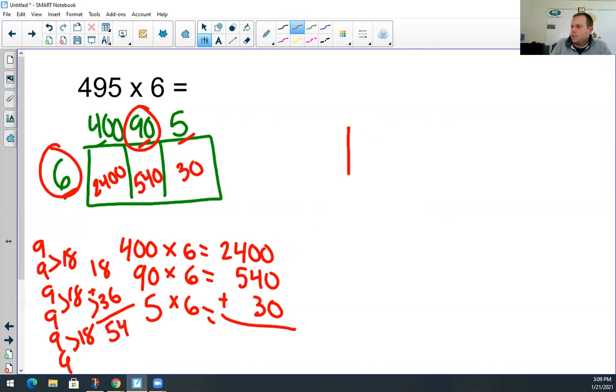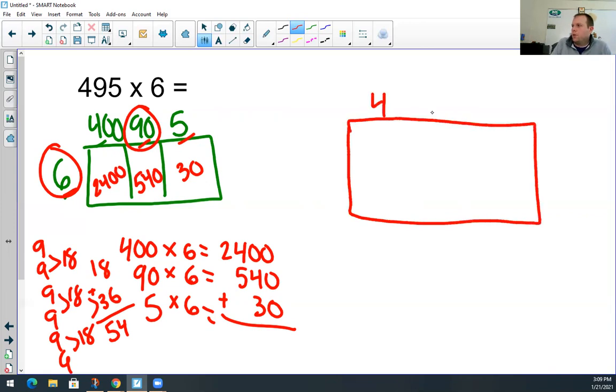And then last, your lattice box. 4, 9, 5, and 6.